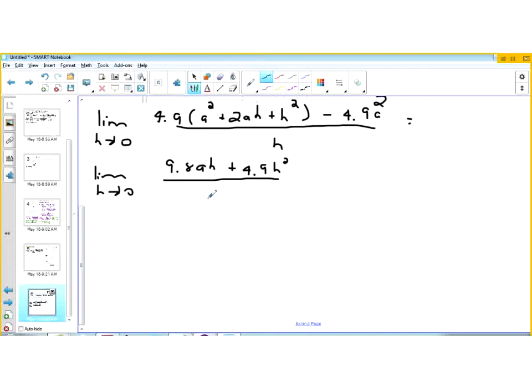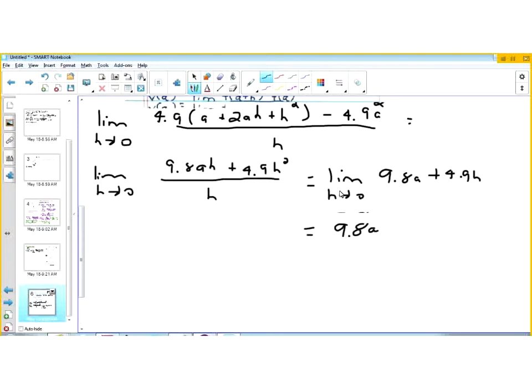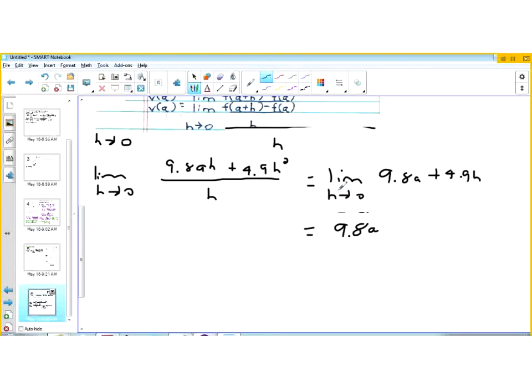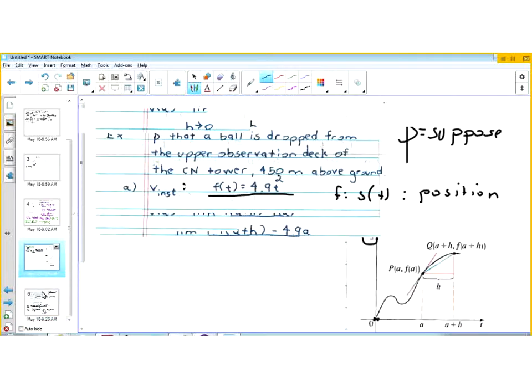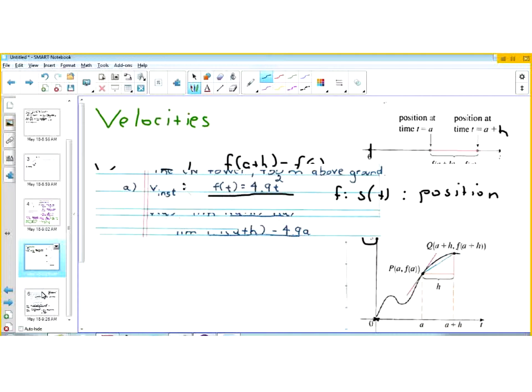So that's 9.8aH plus 4.9H squared divided by H, and then we can simplify this rational function. The limit as H approaches 0, and we get some cancellations of the H's. What results is basically a polynomial in H. So now we can use direct substitution, and that would be 9.8a. So whatever t is, you can plug it in for a and get the instantaneous velocity.